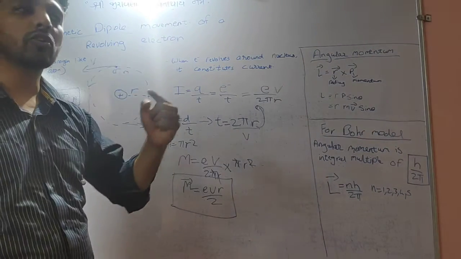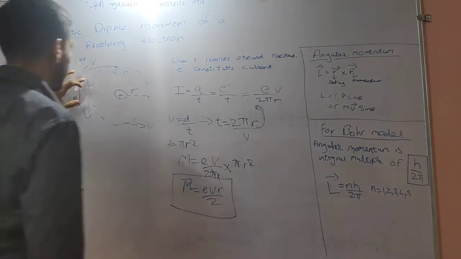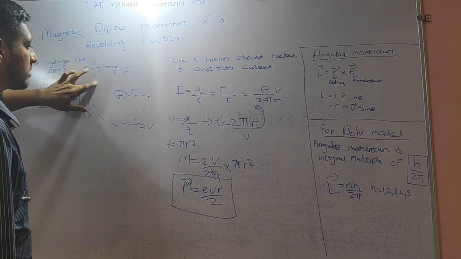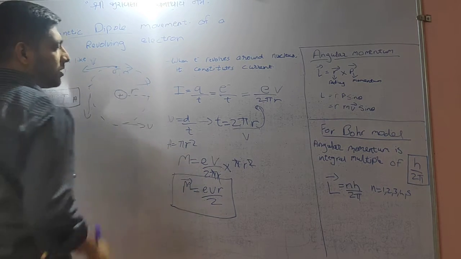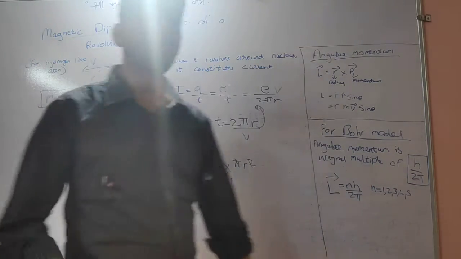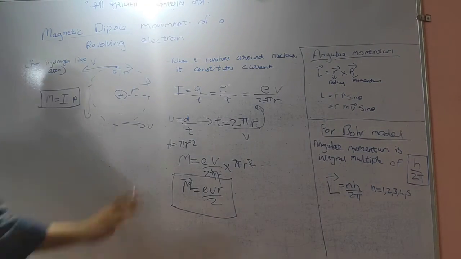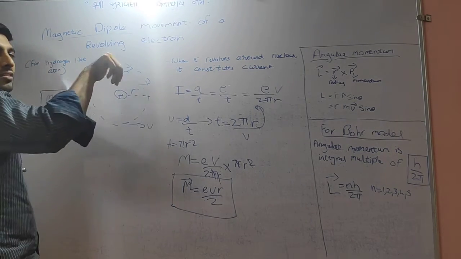The direction of current is opposite to the direction of flow of electron. So what will be the direction of current? It will not be this, it will be in the direction opposite to it. So it will be in this direction, or you can say in this direction. Now if I want to curl the fingers of my right hand, this is the current direction, this is the current.